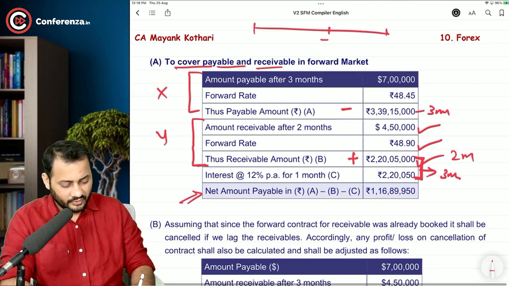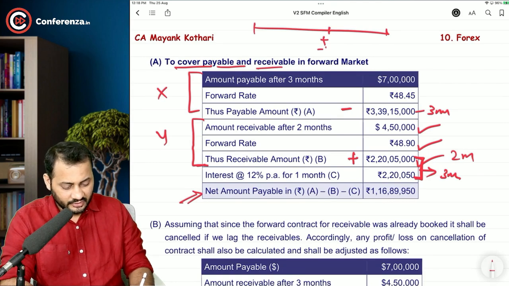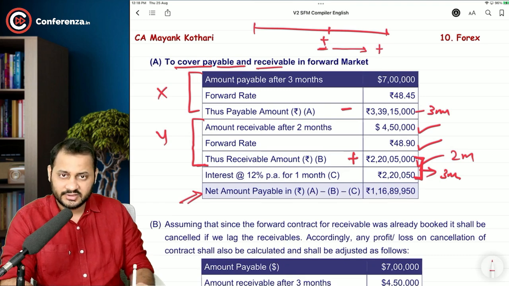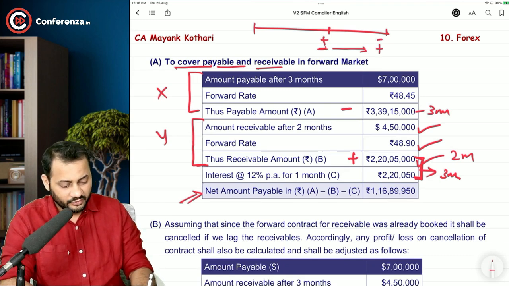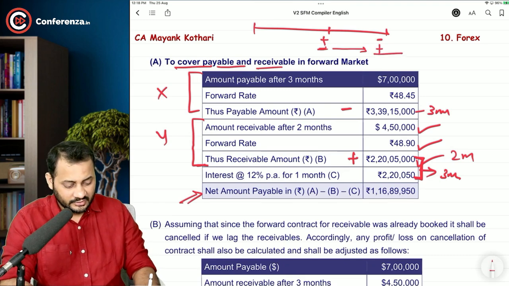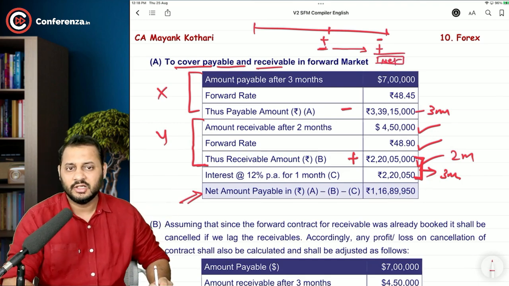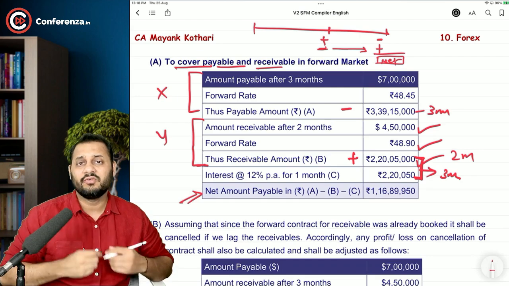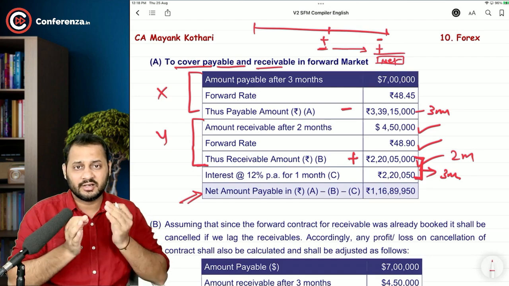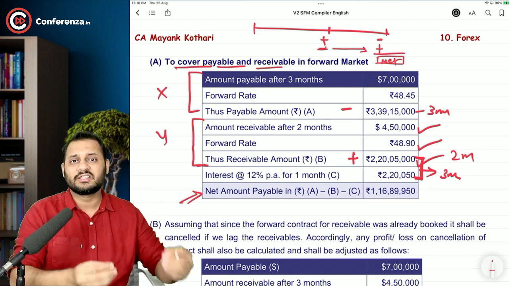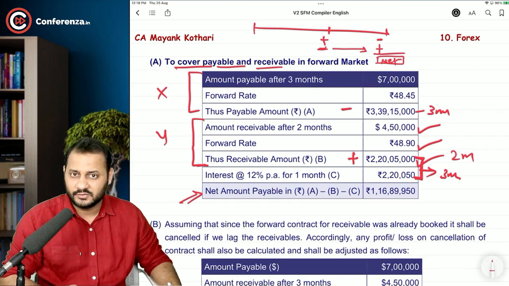The amount that you are receiving at the end of 2 months, you are investing it for 1 month, and you will get it back along with the interest at the end of 3 months, which you are going to set off with the payables, and the net payables is this 1 crore 16 lakhs. So this is what will happen if you cover the receivable and payable in the respective market, right?